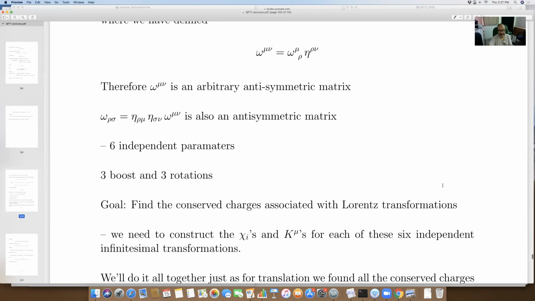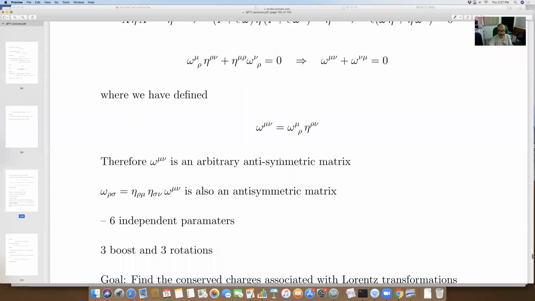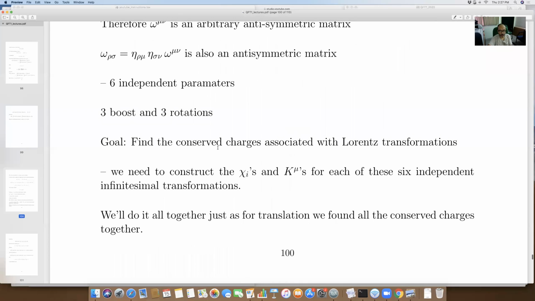Is this clear? Are there questions? Because once you have constructed an infinitesimal symmetry, we can apply Noether's procedure, and that's exactly what we are going to do. But what we need to do for applying Noether's procedure is construct the analog of the chi-i's and the k-mu's that we introduced. And you have to do this for each of these 6 independent infinitesimal transformations, where we expect 6 different conservation laws, because there are 6 parameters, 3 boosts and 3 rotations, encoded in this omega.